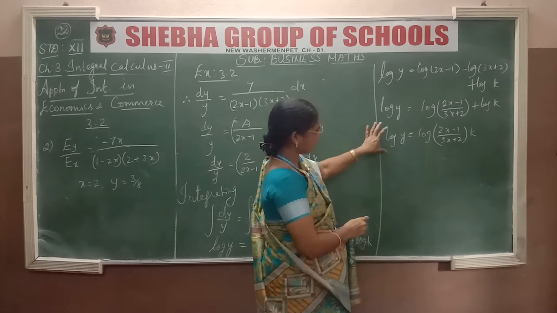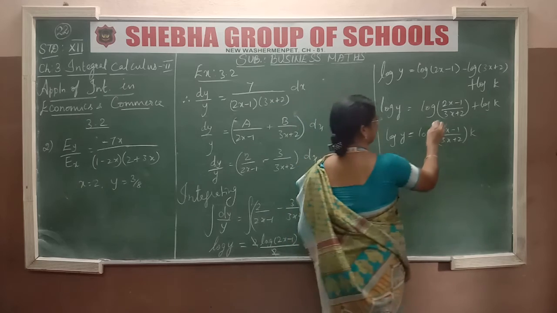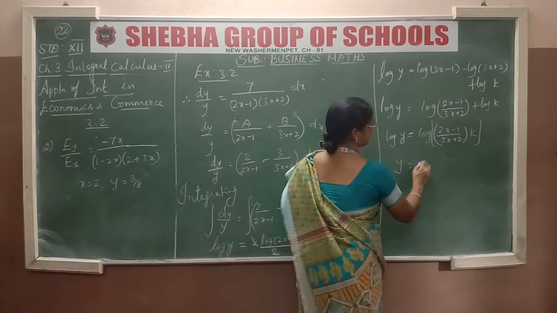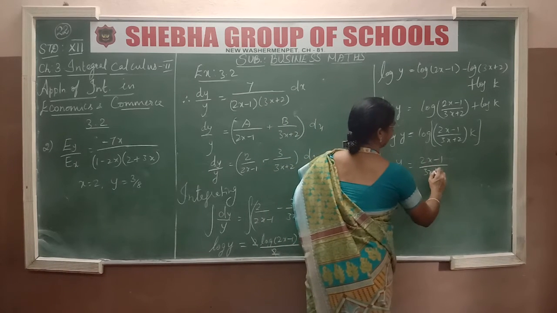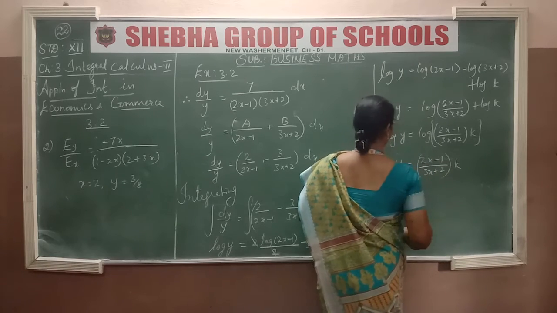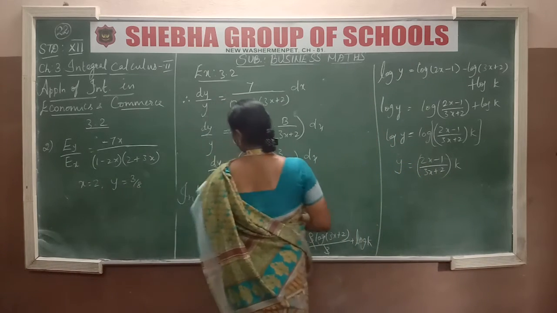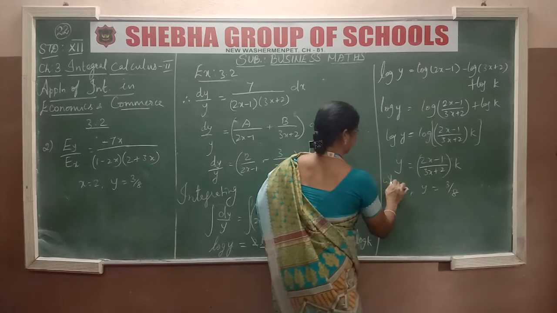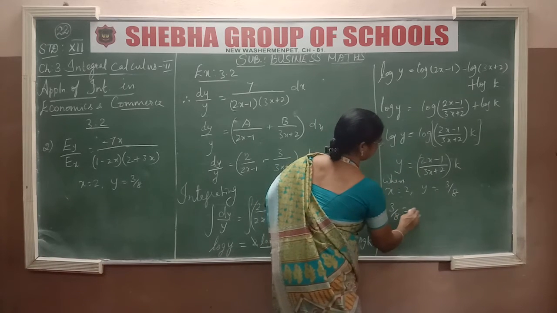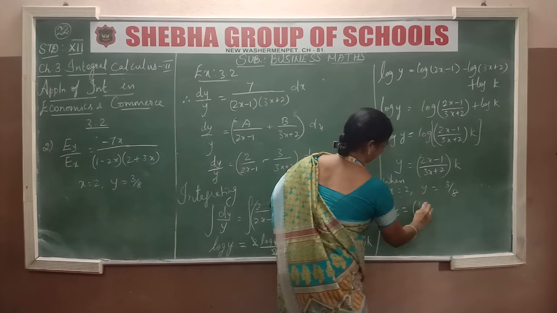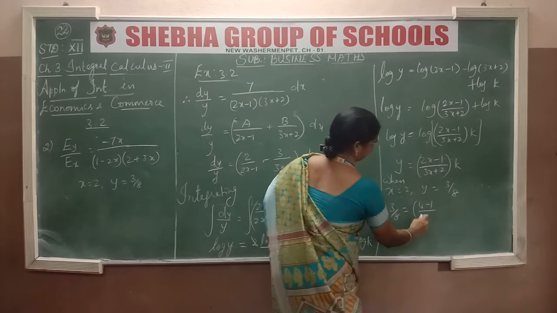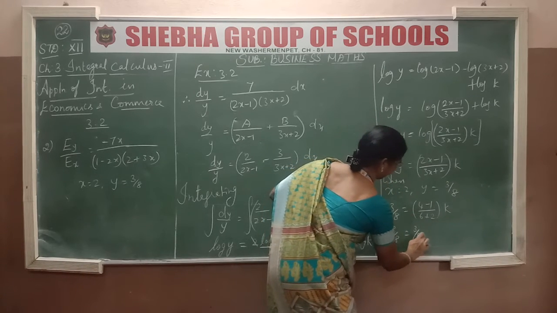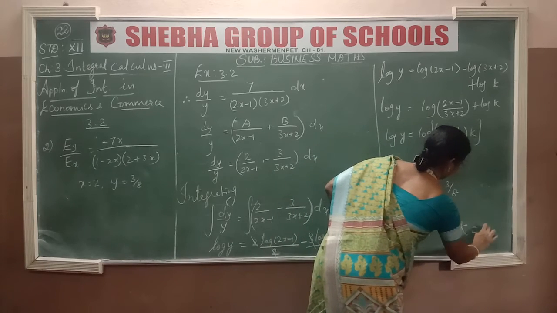So left hand side is log of something, right side also log of something. So taking exponential on both sides, log gets cancelled. We get y is equal to 2x minus 1 by 3x plus 2 into k. To find the k value, we use the given value of x and y. Here x is equal to 2 and y equal to 3 by 8. So 3 by 8 equal to 2 into 2, 4 minus 1 by 3 2s are 6 plus 2 into k. So 3 by 8 equal to 3 by 8 into k, which implies k value is 1.